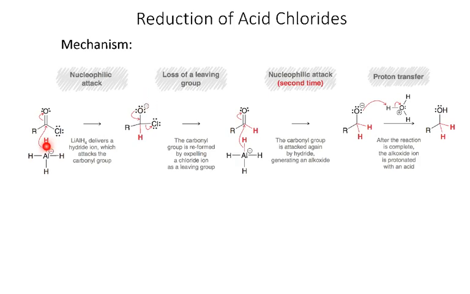So the nucleophile attacks, and the pi bond becomes a lone pair on the oxygen. Then chloride is a good leaving group, so we have the loss of a leaving group without any protonation. That gives us our aldehyde intermediate. And then these last two steps are just a mechanism that we learned last semester.